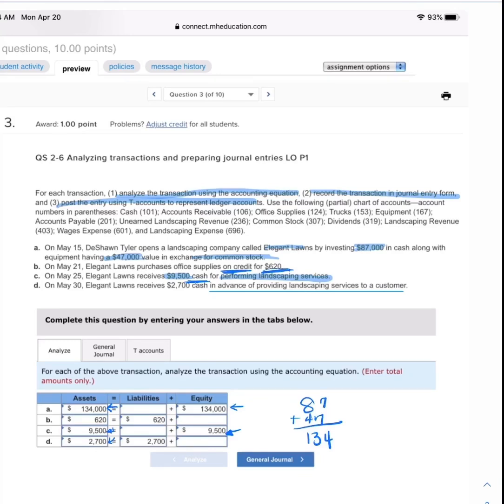Do you remember what that liability is called? That liability is called unearned revenue. And that's exactly what we're going to see when we actually record this journal entry. But for now, you just need to realize we have a liability that has just increased by $2,700. And so that takes us through the very first part of this question.